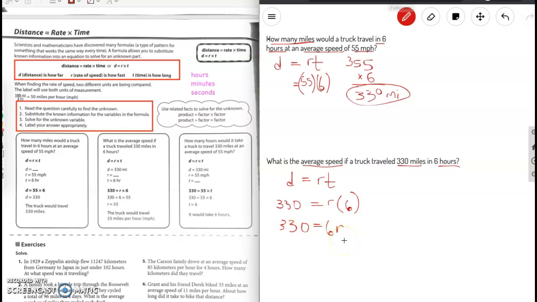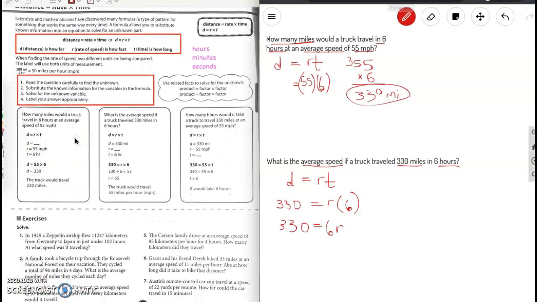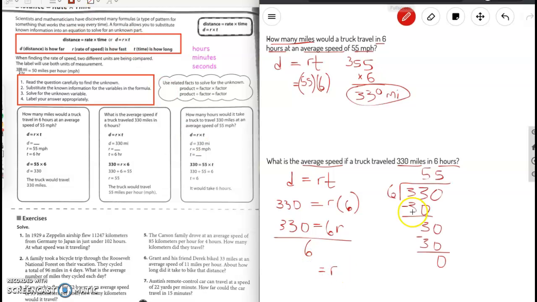Now, this is where our expressions and our pre-algebra knowledge comes into play. What is the inverse operation of multiply by 6? Divide by 6, correct? What is 330 divided by 6? 55. Now, ladies and gentlemen, what is our unit? Well, it's speed. It's miles per hour. Okay? Miles per hour, mph. This is the speed of how fast this truck traveled.